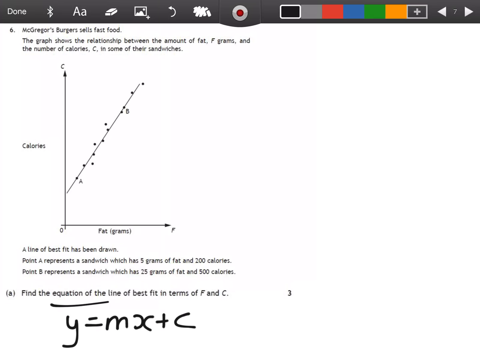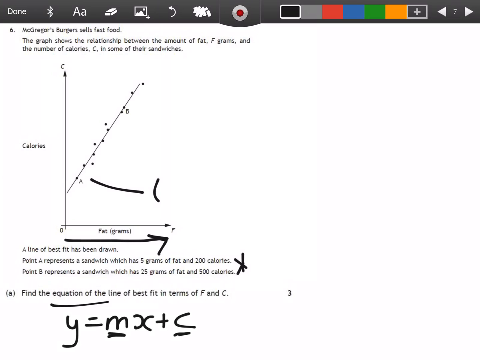That is not given on the formula list. You should know that. As soon as any question says equation of the line, that is what you should be thinking. To work out the equation of a line, remember m stands for the gradient, c is the y-intercept. The gradient, we're going to have to work it out here. Here's the information that we need. It says point A has 5 grams of fat, which means grams of fat is across the way. Basically, they're telling us the coordinates.